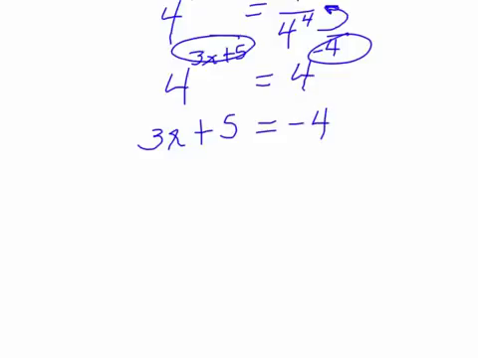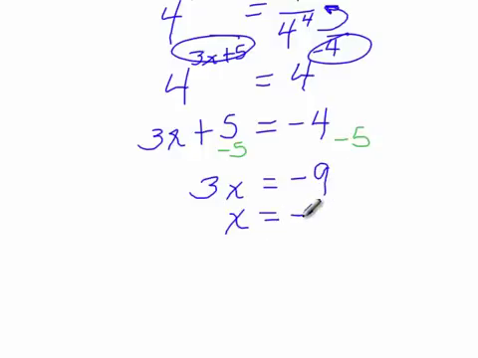I am going to subtract 5 from both sides. On the left side, I'm going to have just 3x. On the right side, negative 4 and a negative 5 is a negative 9. Divide both sides by 3, and x is equal to negative 9 divided by 3, which is negative 3. The solution set to this equation is negative 3.